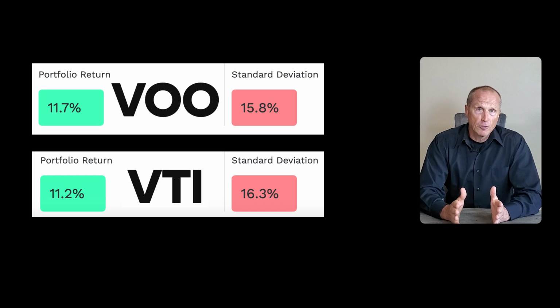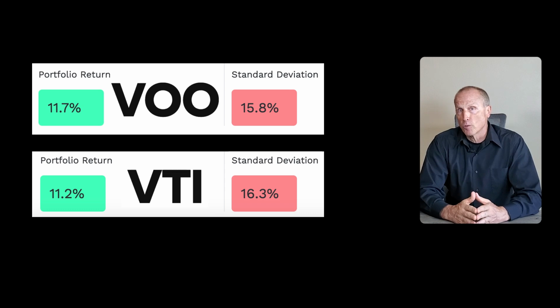You might think that VTI, because it has more companies and is more diversified, would be less volatile, but that would be wrong. Since it includes more mid-sized and small companies, which tend to be more volatile and more prone to bankruptcy, VTI is slightly more volatile. It's not significant though. Using Portfolio Visualizer for the period starting January of 2015 and running through the end of 2023, VTI has a standard deviation of 16.3%, and VOO was 15.8%.